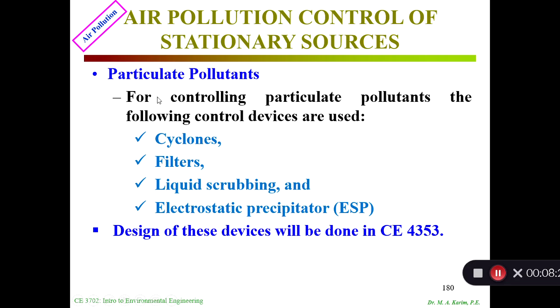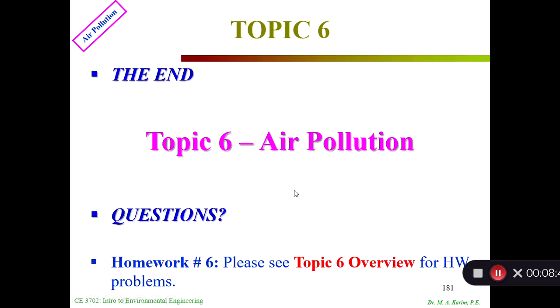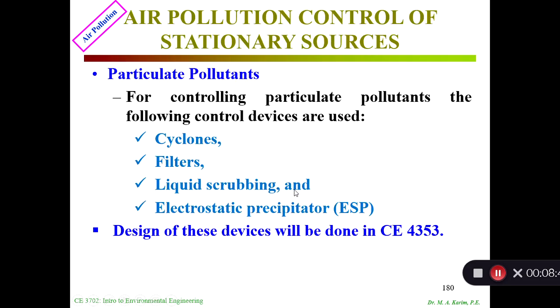For controlling particulate pollutants, the following control devices are used: cyclones, filters, liquid scrubbing, and electrostatic precipitators. Design of these devices will be done in CE 4353, but here I may just discuss a little bit. Cyclone works due to the swirling effect. And filters, you are familiar with the type of filter, right? Liquid scrubbing is sometimes when liquid is used to remove the pollutant. We already did the packed tower and other things; this is very similar, but the technology is a little bit different.